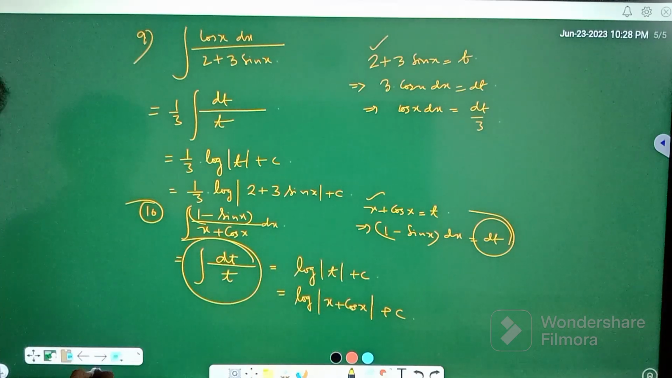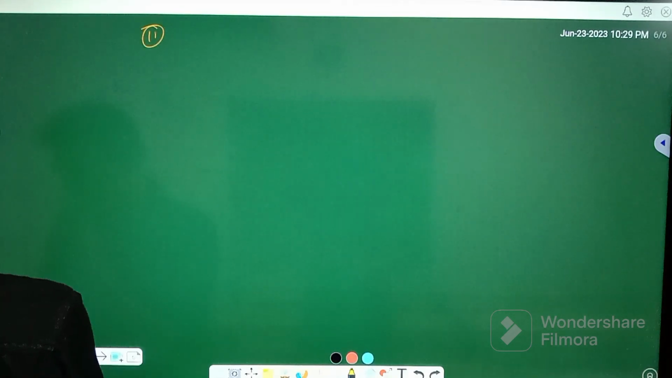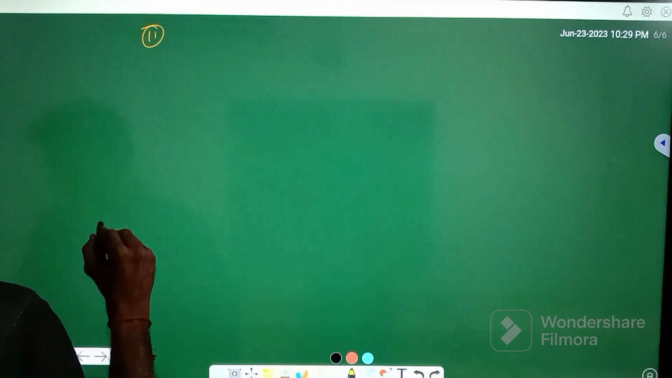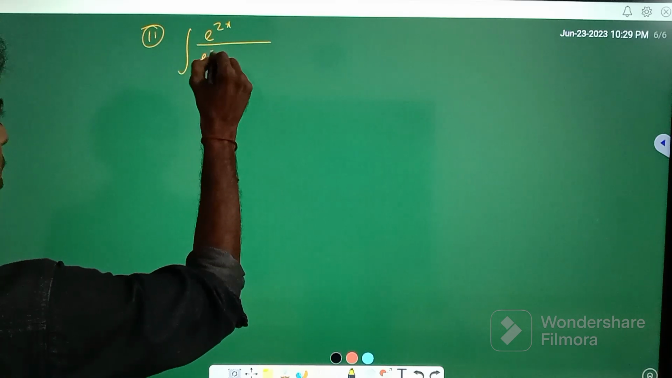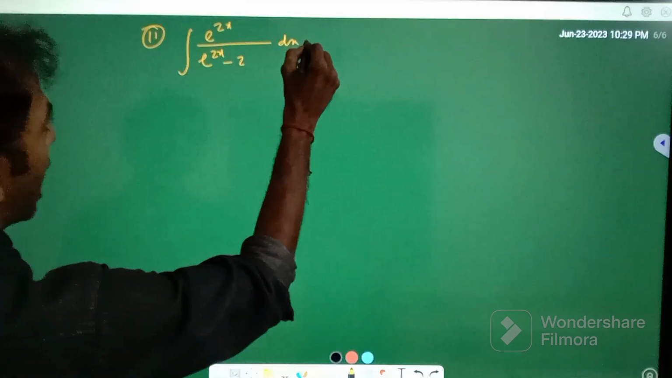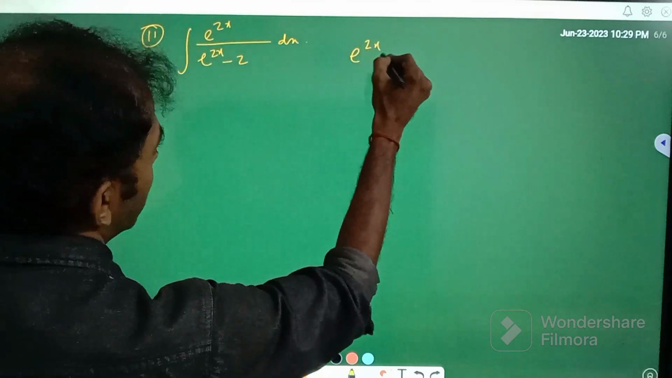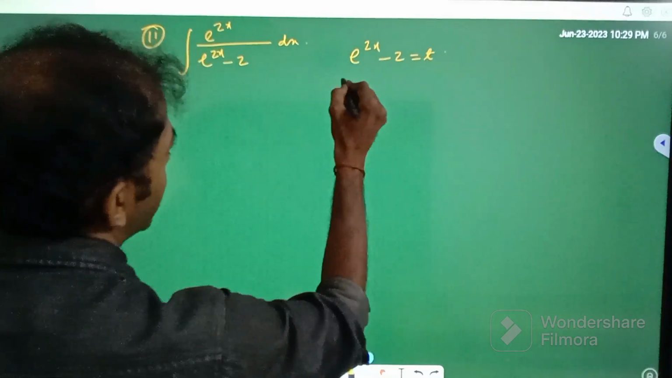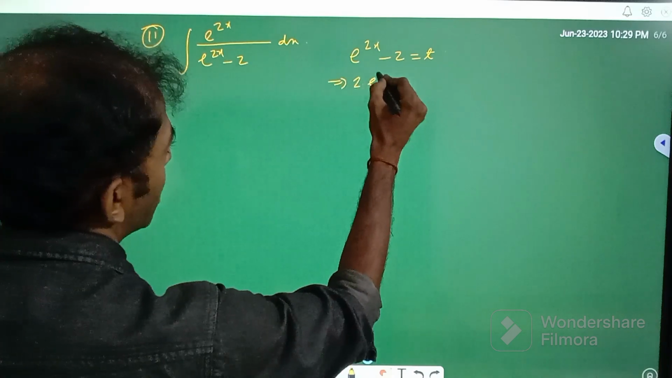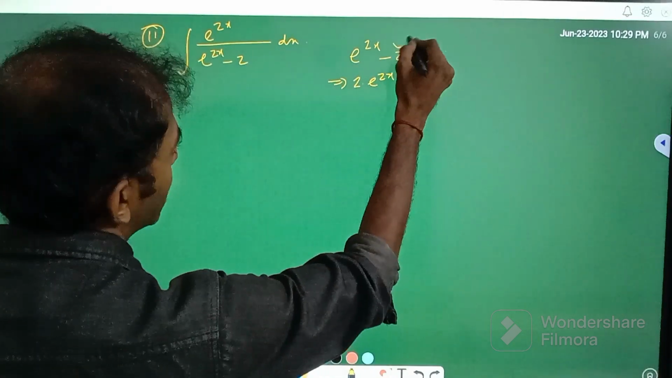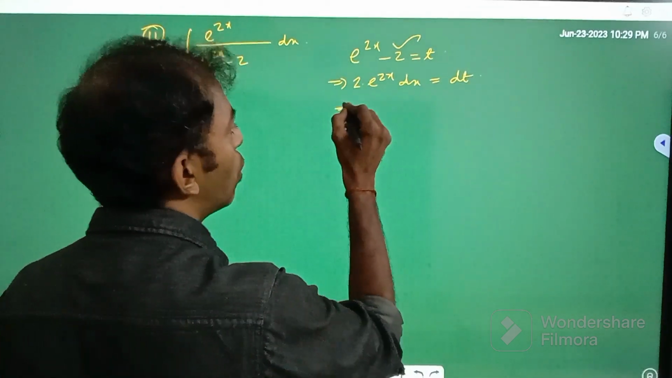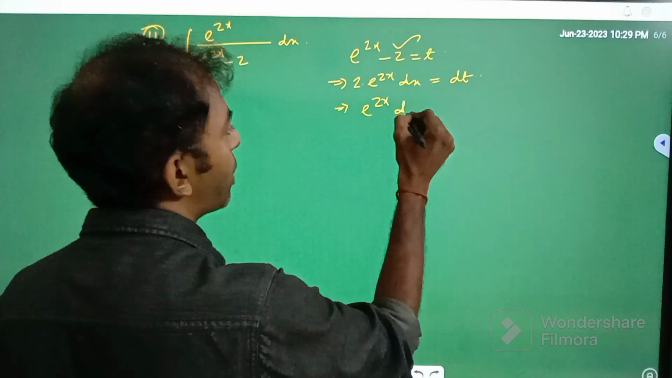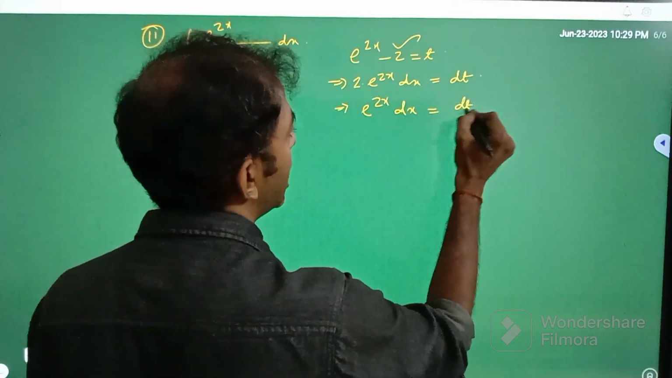Now we are going to move on to our next problem, and that is problem number 11. Problem number 11 is something like e power 2x divided by (e power 2x minus 2) into dx. We need to consider e power 2x minus 2 as t, and you need to differentiate it, and that will be 2 into e to the power 2x into dx, because differentiation of 2 will be 0, we all know that, and differentiation of t will be dt. So e to the power 2x dx will be dt by 2.